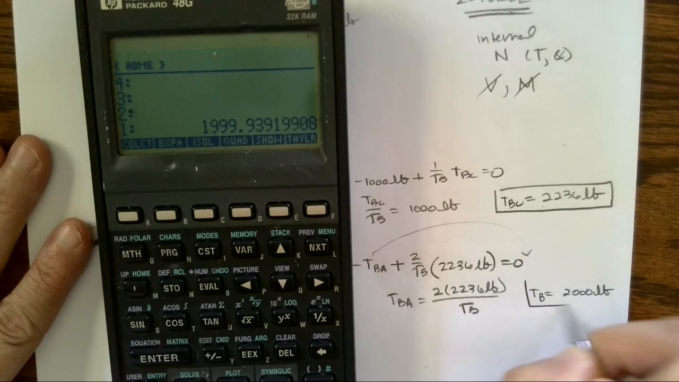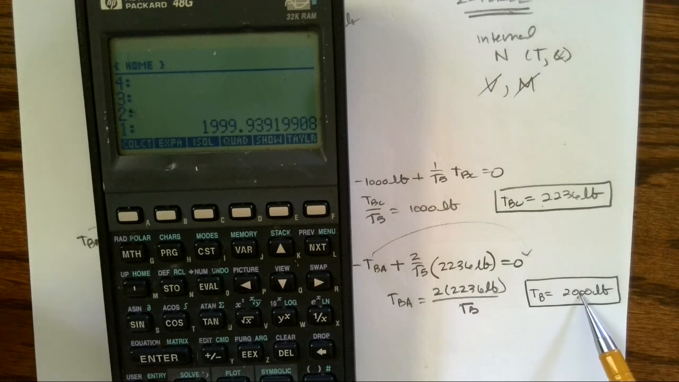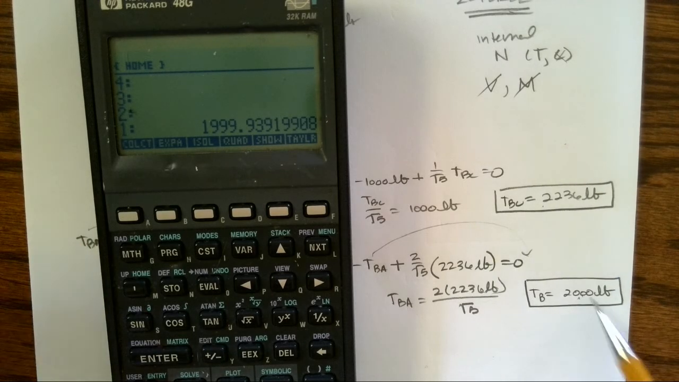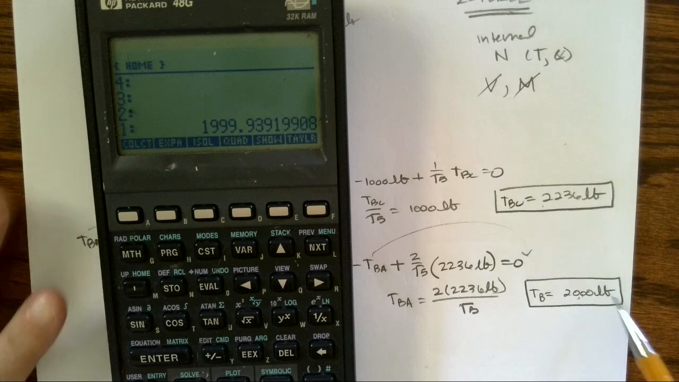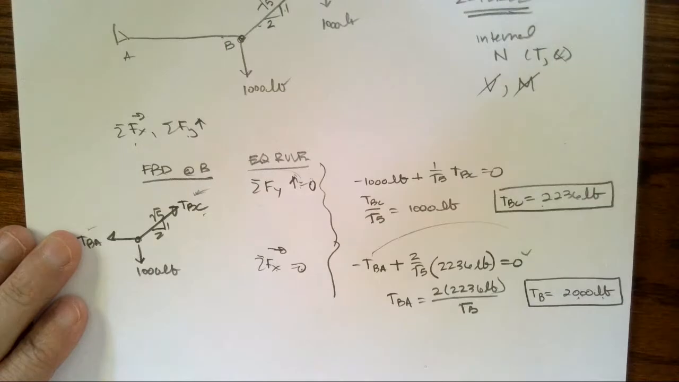So when I report an answer for a cable, I'm going to have the magnitude. It should be in tension with a cable, and then I'm going to have the units. If I have a negative, that means we're pushing in on the cable.